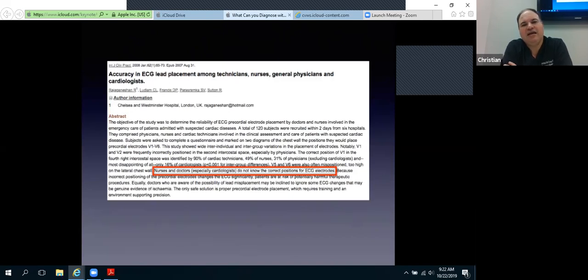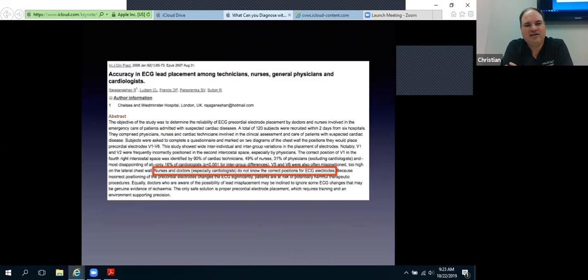And so they had 120 subjects recruited within 2 days from 6 hospitals. They comprised physicians, nurses, cardiac technicians, and they were asked to complete a questionnaire and mark on 2 diagrams of the chest wall the positions they would place precordial electrodes, V1 through V6. Right, so this isn't even all of them. This is just the precordial leads. And the study showed a lot of differences.